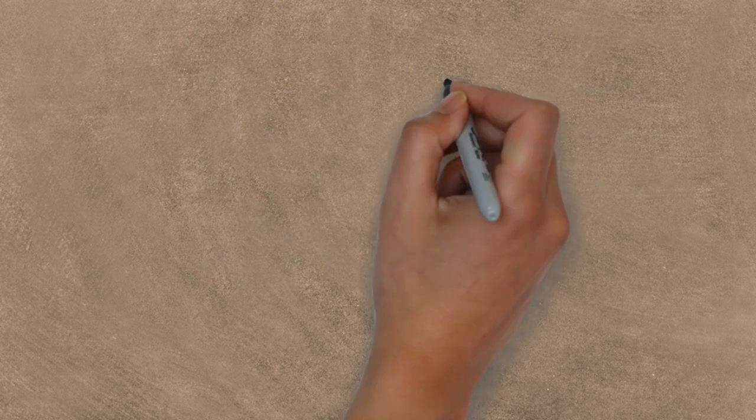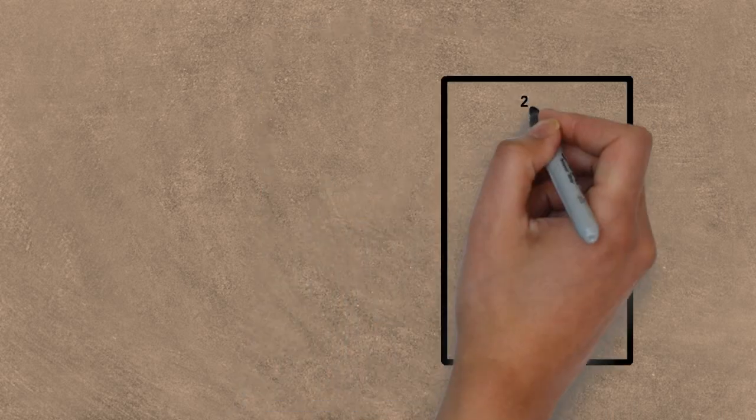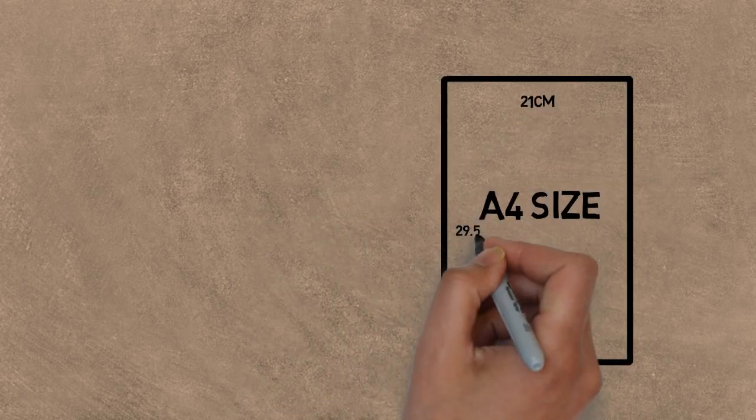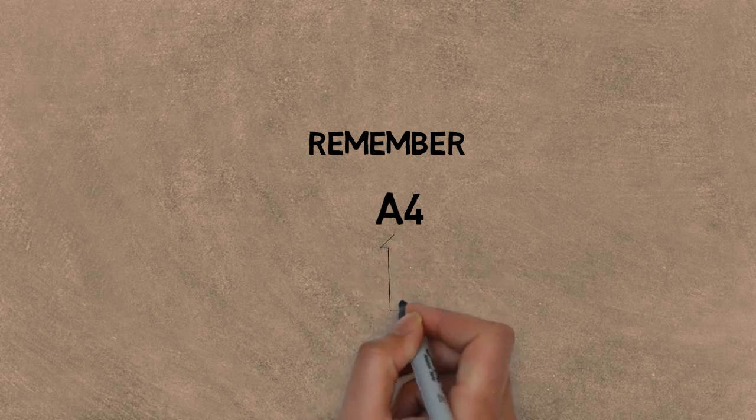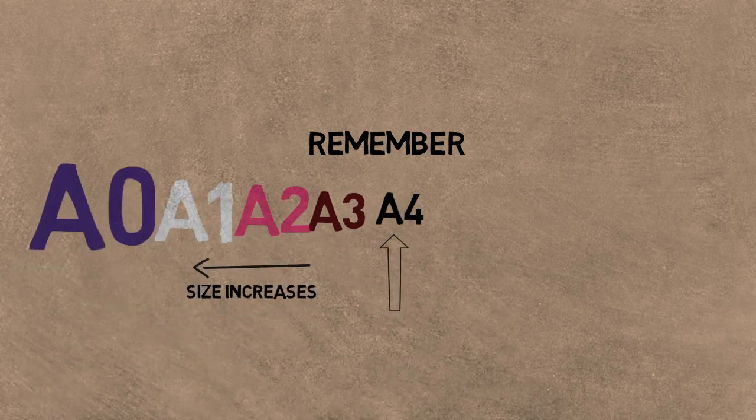So let's start. You have to just remember the size of A4 paper, which is 21 cm wide and has a length of 29.5 cm. The only thing that you need to remember is that as we move from A4 paper to A0 paper, the size increases. It means that A3 paper is greater in size than A4 paper and A2 paper is greater in size than A3 paper. Similarly, A1 paper is bigger than A2 paper and A0 paper has the highest size.